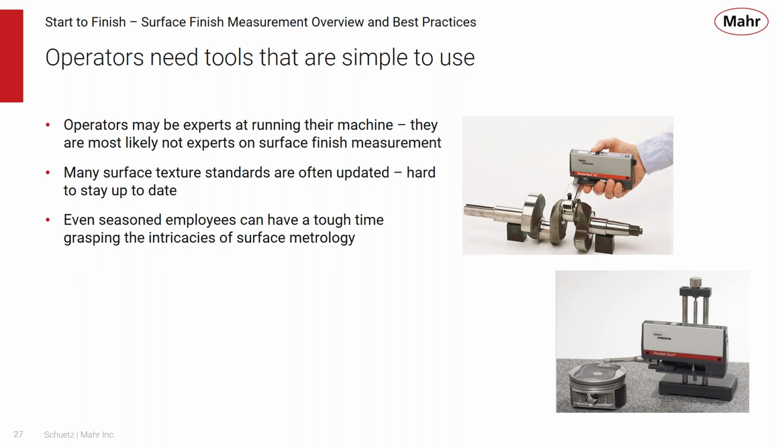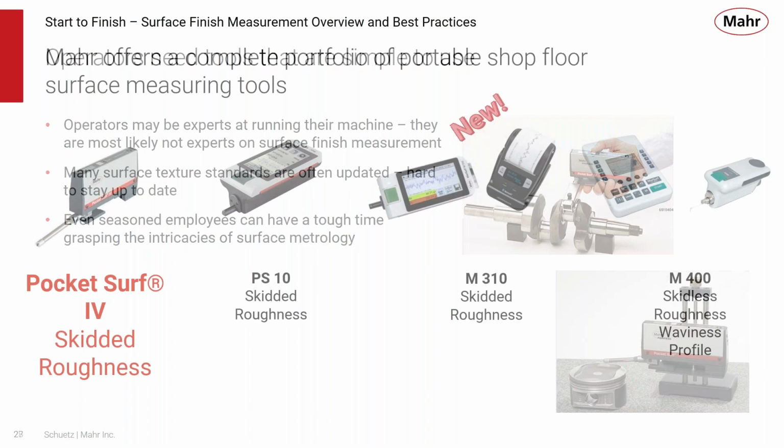So operators need tools that are simple to use. Most operators are experts at running their machines. They are most likely not experts on surface finish measurement. And it's hard to keep updated on all these surface finish changes. Surface finish parameters change, there's new ones, there's new call-outs and prints and so forth. So even a seasoned quality control professional can have a tough time grasping the intricacies of surface texture metrology. So it's important to have tools that are easy to use for the operator.